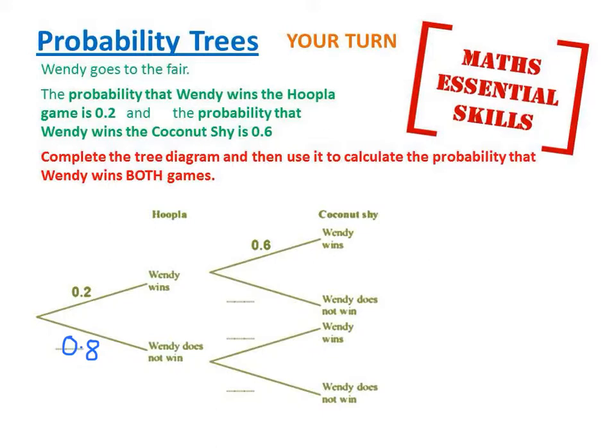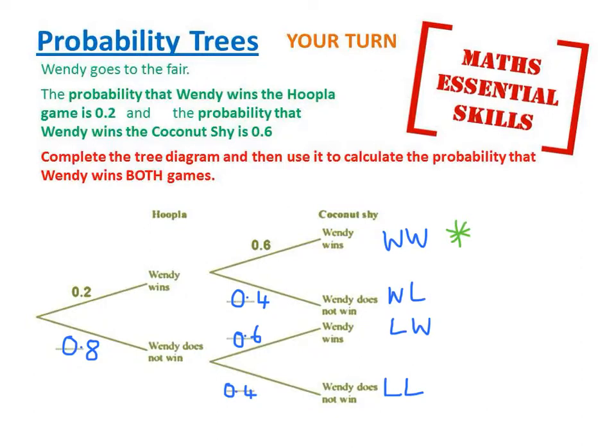The first probabilities add to 1. The second probabilities add to 1. And the second probabilities are the same regardless of whether she won or didn't win on the first game. Now let's consider the outcomes. For this question, I want to know the probability that she wins both games.